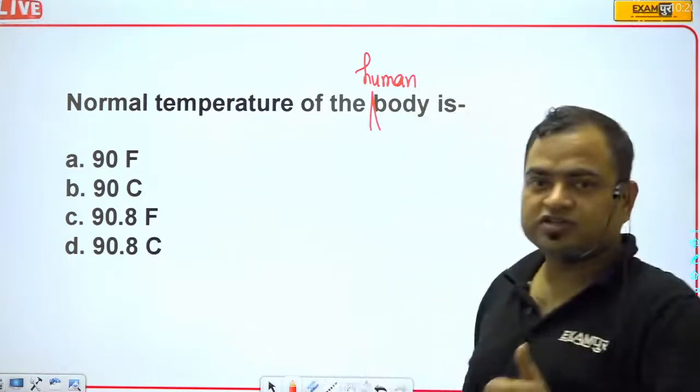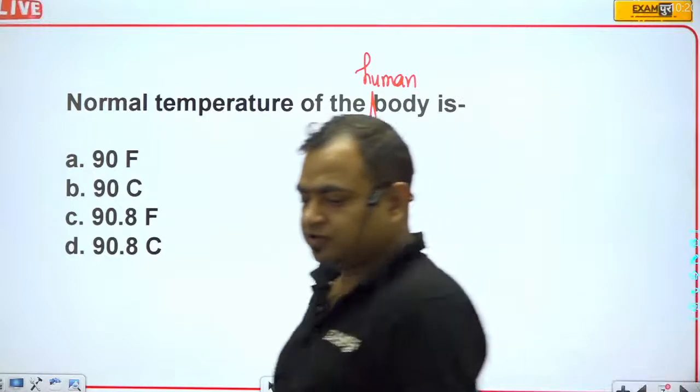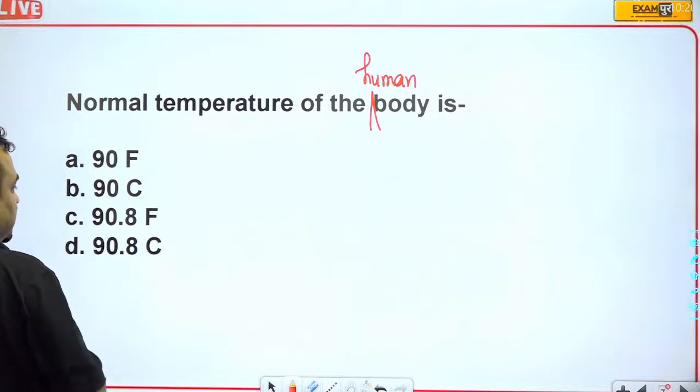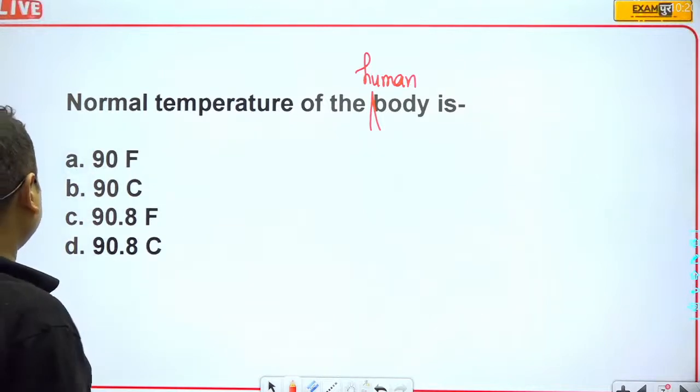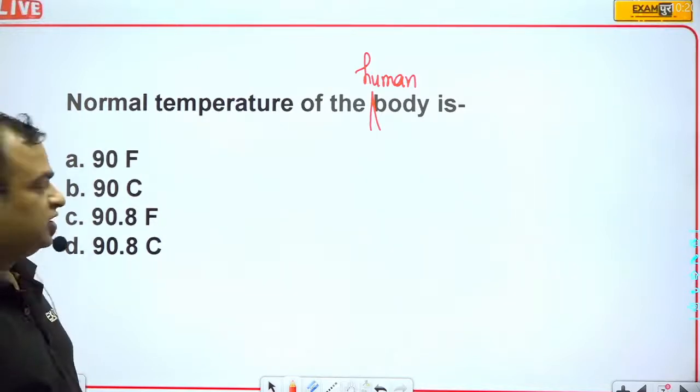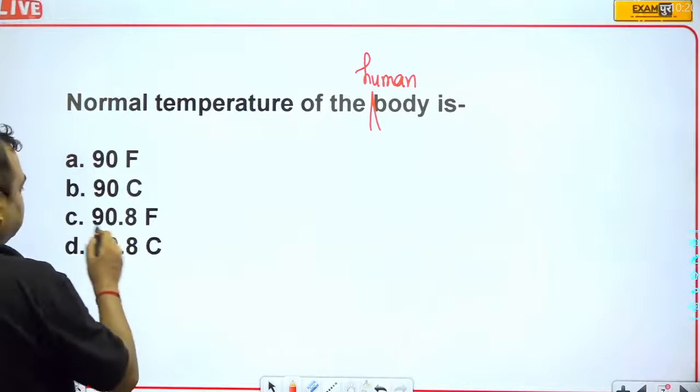Okay, so what is the normal temperature of the human body? Please tell me. The normal temperature of the human body is actually... all the four options are incorrect actually. Okay, all the four options are incorrect.